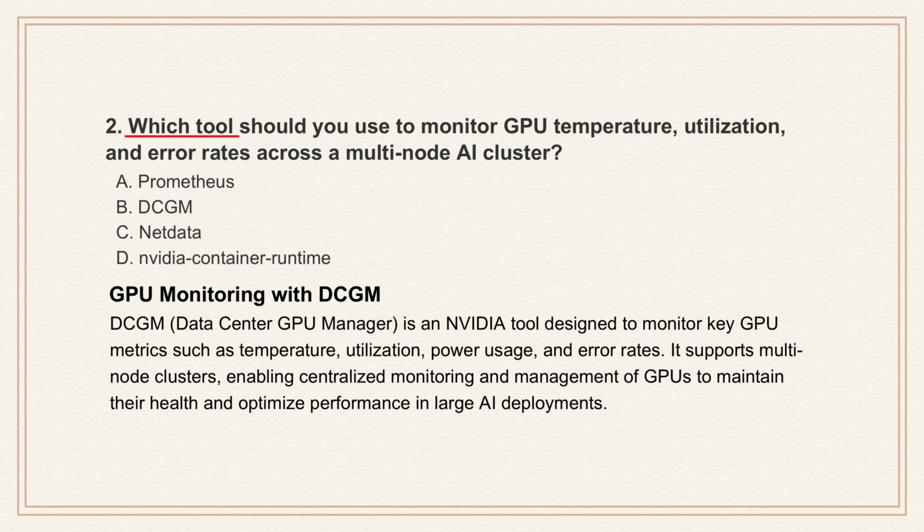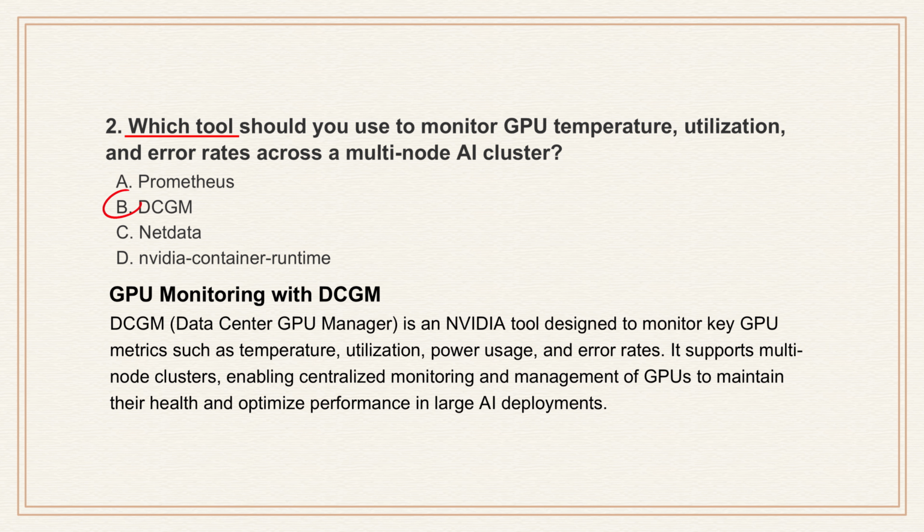What specific tool does the source point to for this kind of big-scale GPU checkup? The material is very specific here. The recommended tool is DCGM. DCGM, Data Center GPU Manager. Okay, DCGM. I mean, there are lots of system monitoring tools out there. Why does the source highlight DCGM for GPU health across clusters? What makes it stand out?